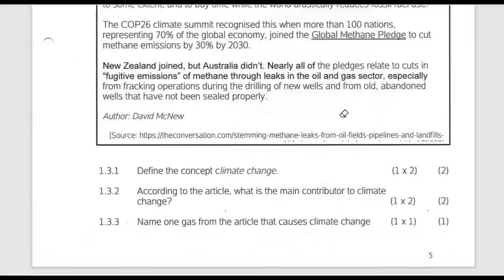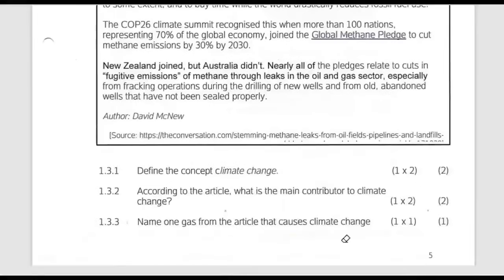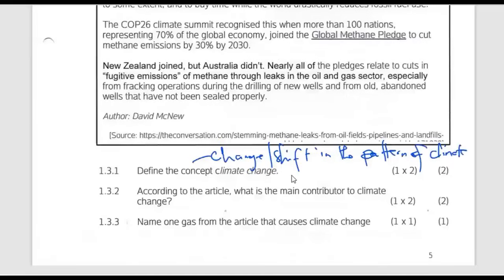Define the concept climate change. We're supposed to define climate change. When we're talking of climate change, we are looking at a change in the pattern. When the climate is changing, what is happening? There is a shift or a change in the pattern of climate which is happening across the world. So climate change basically refers to a shift in the pattern of climate across the world. Our climatic conditions are deviating, they are changing. They are shifting from the normal to the abnormal. We are having new climatic conditions across the world, which were not part of our global climatic conditions.